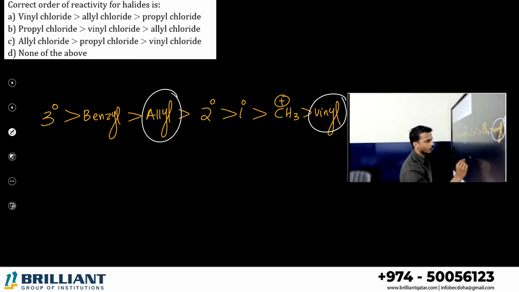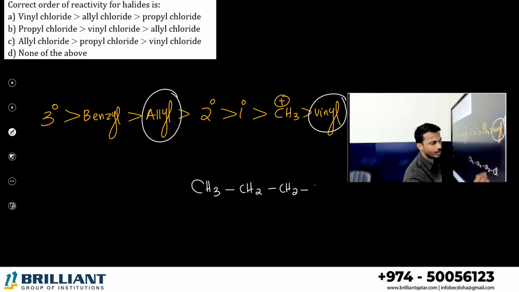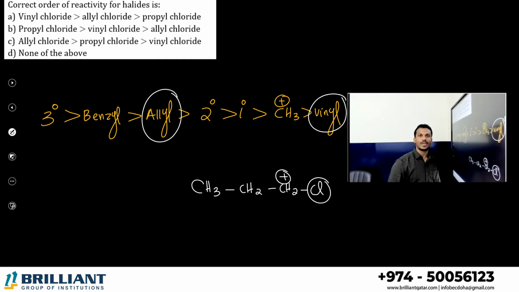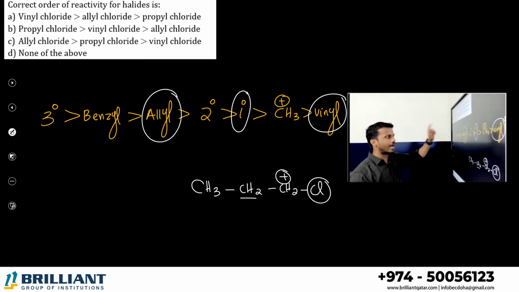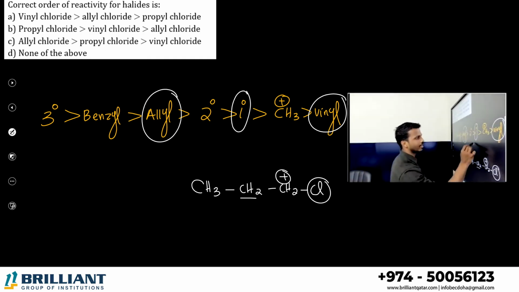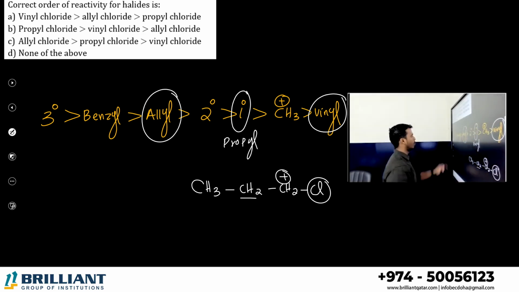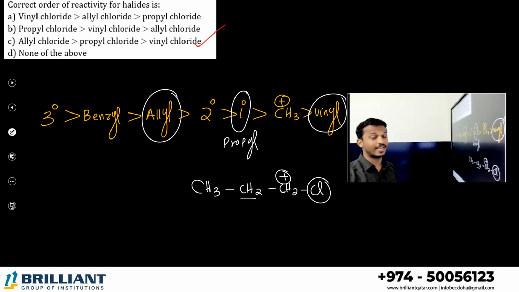Propyl. What is the propyl group? CH3, CH2, CH2. Propyl chloride. If the chlorine is eliminated, this is the carbocation. Here the carbocation is directly connected to only one carbon atom. It is a primary. So what is the order, dear all? Allyl greater than propyl greater than vinyl. Option C is the correct answer. This is related to the SN1 mechanism, stability of carbocation.